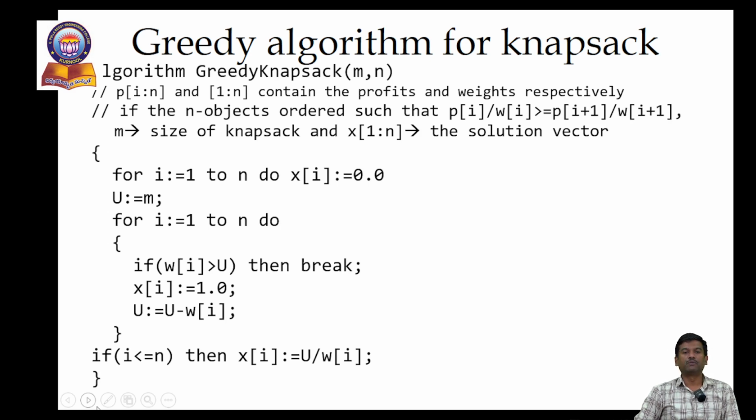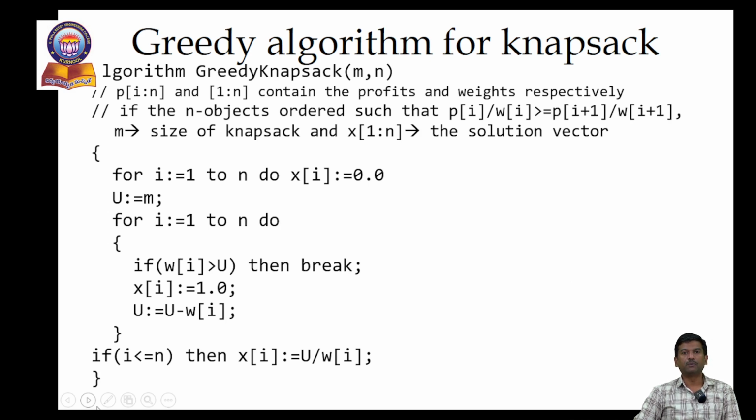And for i equal to 1 to n, do x of i equal to 0. This is the initial step to start with, where initially we are considering that no items are added into the knapsack. When I say x of i equal to 0, items are not added. That is, x of 1 equal to 0, item 1 is not added, x of 2 equal to 0, item 2 is not added into the solution set. And when I say x of 1 equal to 1, then item 1 is added into the solution set.